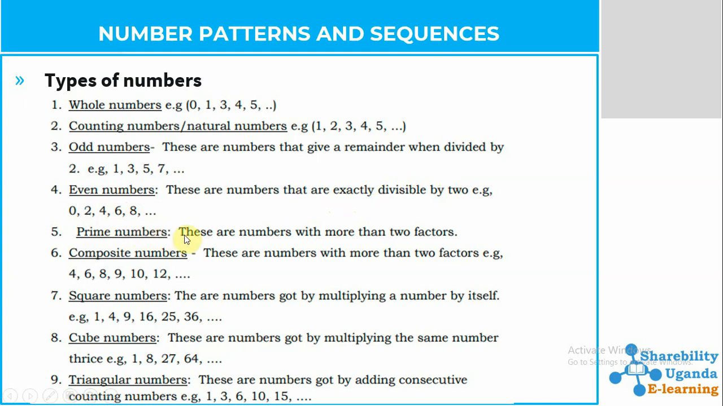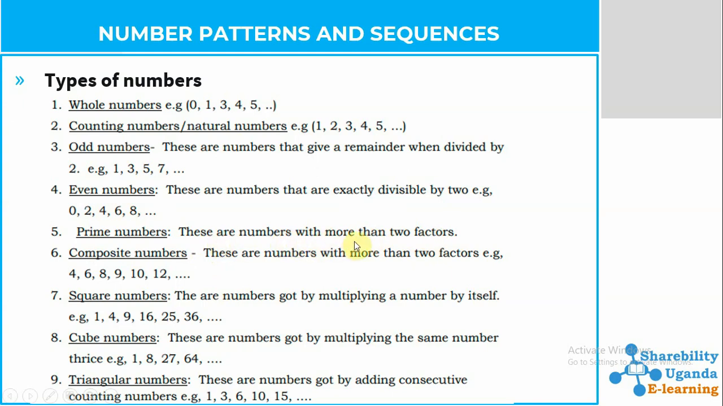In prime numbers, they are saying these are numbers with more than 2 factors. Prime numbers are numbers with more than what? More than 2 factors. In the videos and lessons that we are going to be making, we shall also look at what these factor numbers are. So here it gives us a basis of the factor numbers.